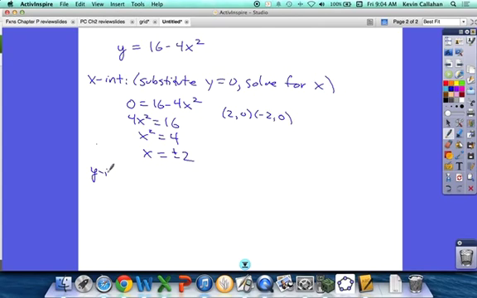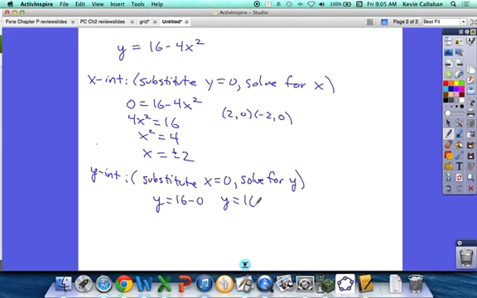Okay, for the y-intercept, right, substitute x equals 0. Solve for y. Okay, well, if x is 0, then what happens to that whole last term? It's gone, right? So y equals 16. Right, so the point is 0, 16.